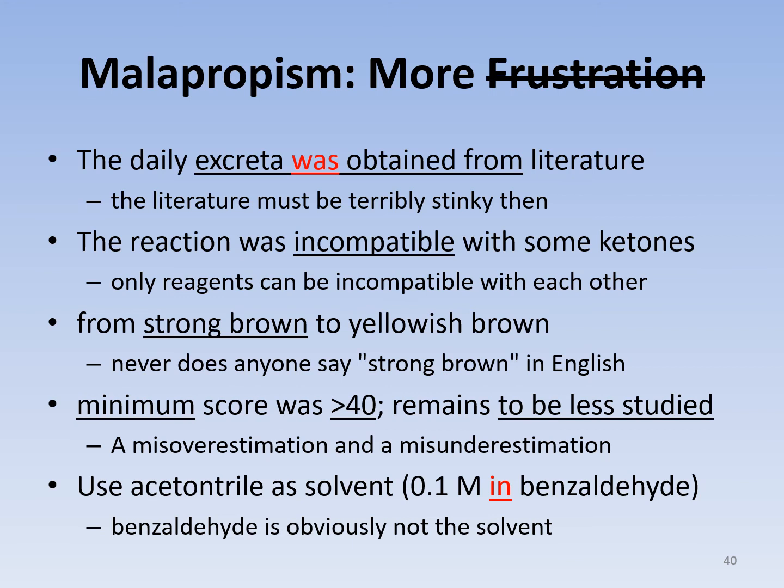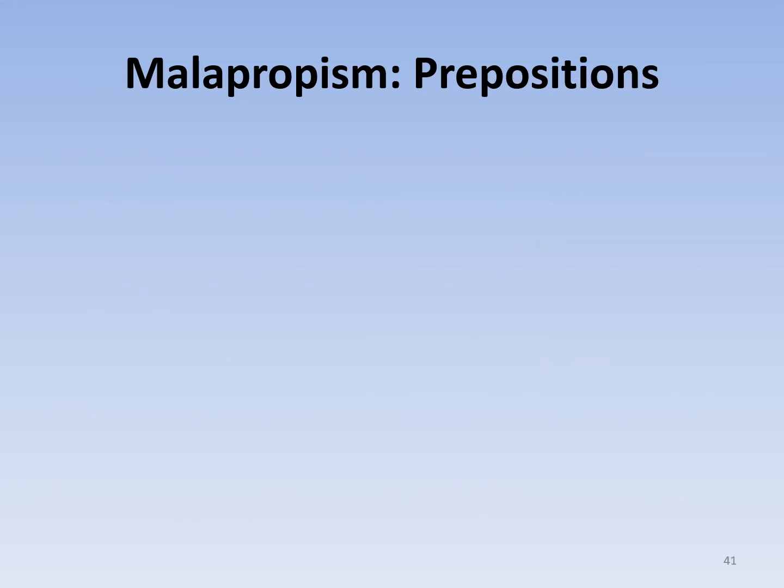"You use acetonitrile as solvent." Actually, you have benzaldehyde in acetonitrile. So it is 0.1 molar benzaldehyde in acetonitrile. You're using the wrong preposition. And speaking of prepositions, prepositions can create a lot of problems as well. So let me give you a few examples.